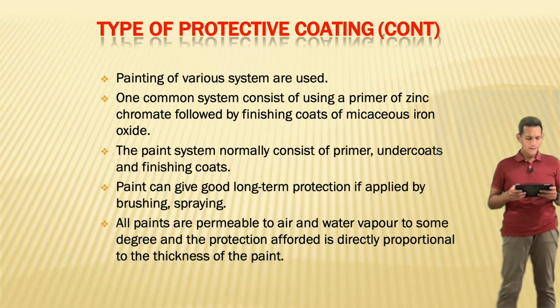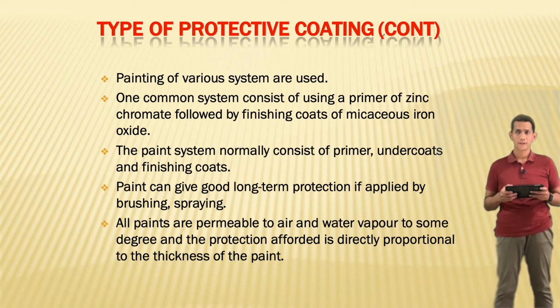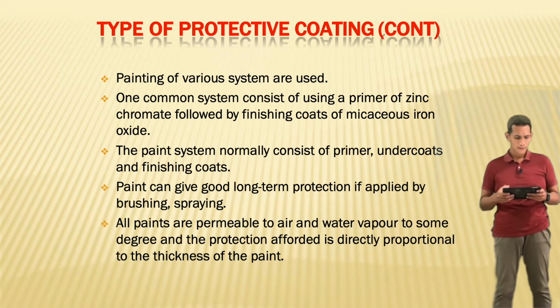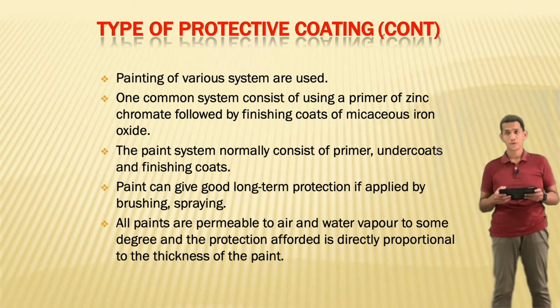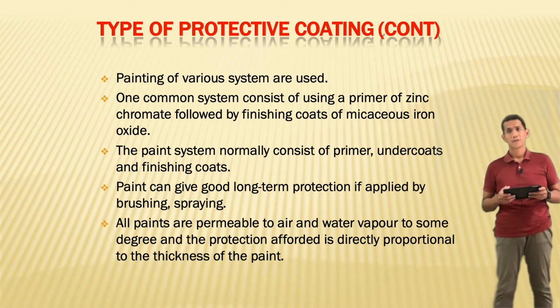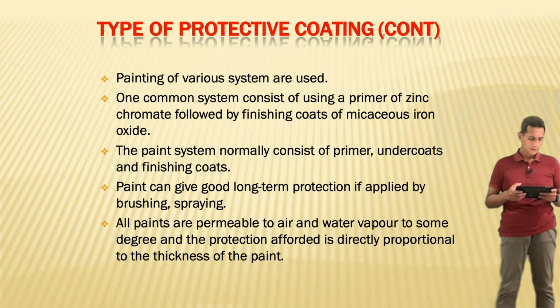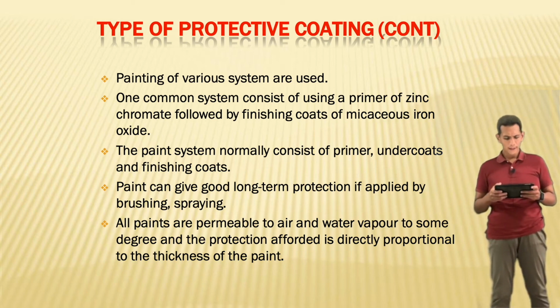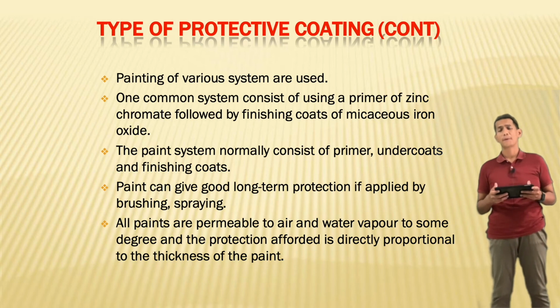And the painting of various systems is used. One common system consists of using a primer of zinc chromate followed by finishing coats of micaceous iron oxide. The paint system normally consists of primer, undercoats, and finishing coats. Paint can give good long-term protection if applied by brushing and spraying. All paints are permeable to air and water vapor to some degree, and the protection afforded is directly proportional to the thickness of the paint.